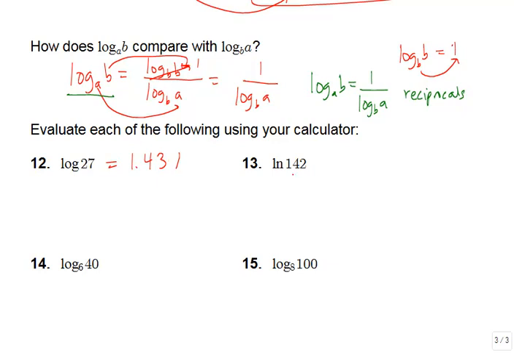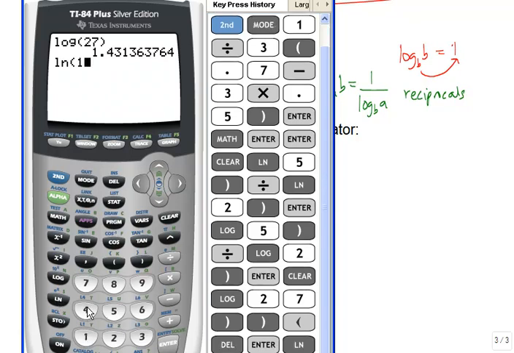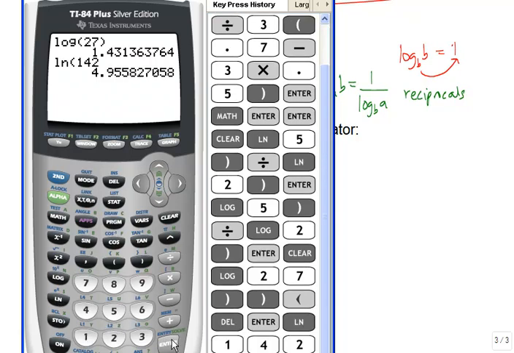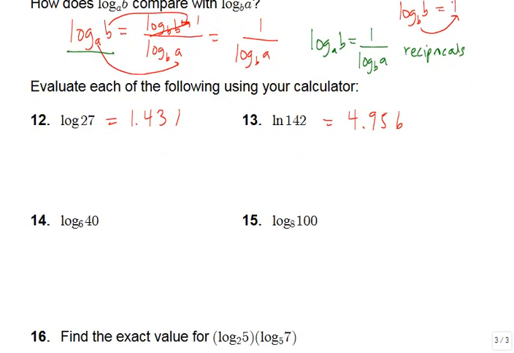The next one here is ln of 142, and that's also one of the buttons we have on our calculator. So if I do ln of 142, hit enter, and I get 4.956 if I round off, which is always a good idea. 4.956.